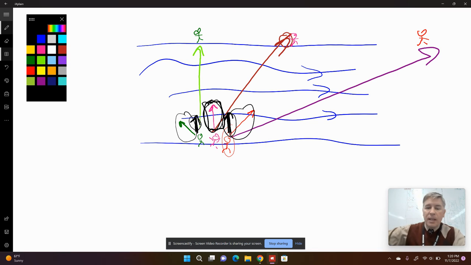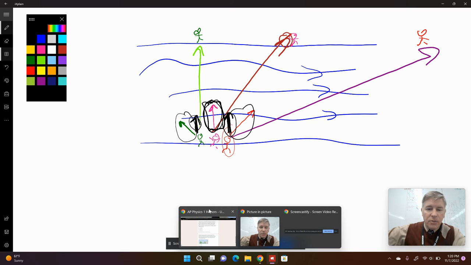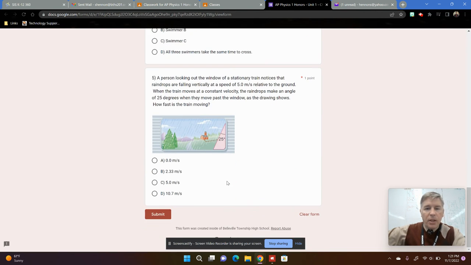Okay, last but not least, let's take a look. Person looking out the window. Have you ever done this? Looked out the window and you see water going diagonally across the window there? We can figure out how fast you're going. So if the raindrops are falling vertically at a speed of 5 meters per second relative to the ground, when the train moves at a constant velocity, the raindrops make an angle of 25 degrees when they move past the window, as the drawing shows. How fast is the train moving?